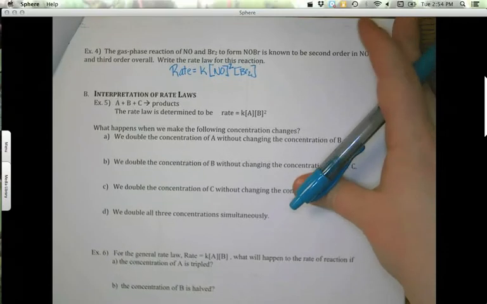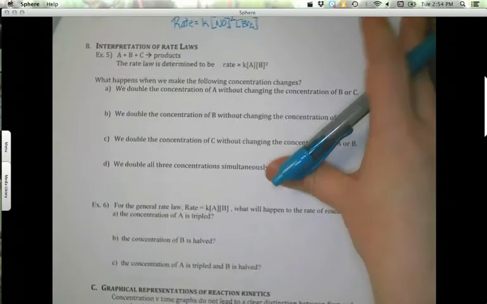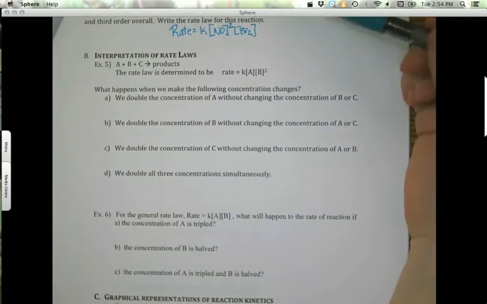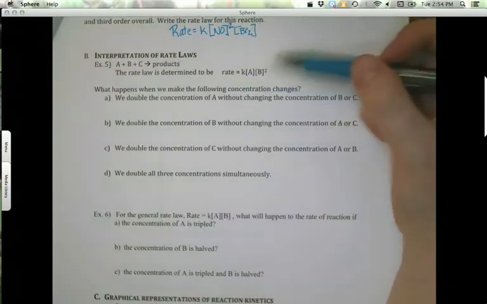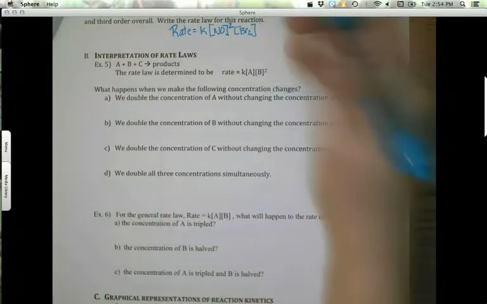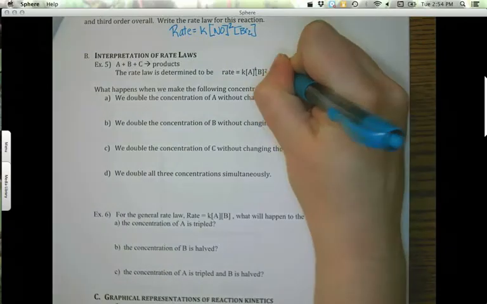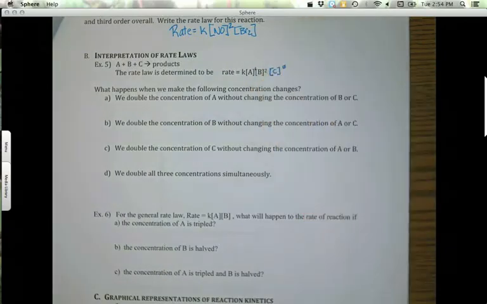Okay. Now let's think about what those exponents mean. So we have our hypothetical situation, A plus B plus C yields product. The rate law is determined to be rate equals k, A to the first, B squared, and C is not there, which means C is to the 0 power. Okay, what happens when we make the following concentration changes?